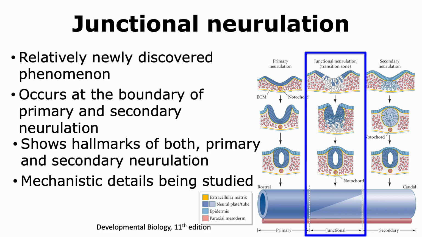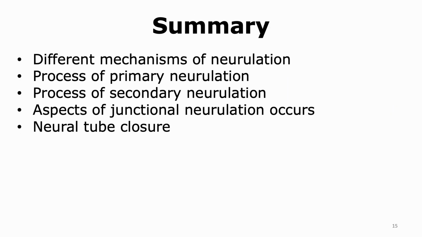Thus, to summarize, we looked at the different mechanisms of neurulation, and we focused on primary neurulation and secondary neurulation. We did look at some aspects of junctional neurulation and looked at neural tube closure.